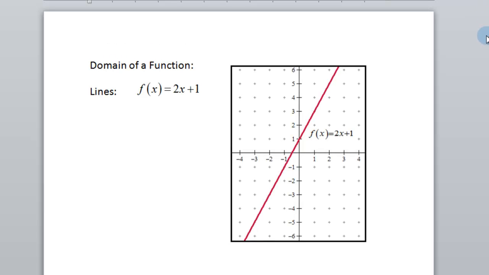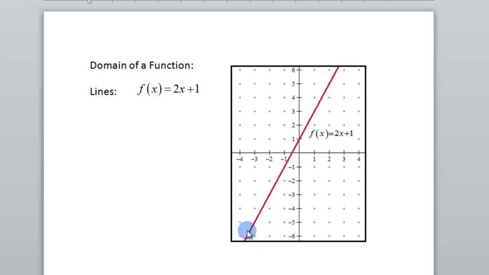Okay, this video is on domain of functions in their equation form. This is usually pretty tough for students, so I've broken it up to kind of give you an idea about domain and how to do it in different types of situations. First step I'm going to look at is the linear function, so lines.